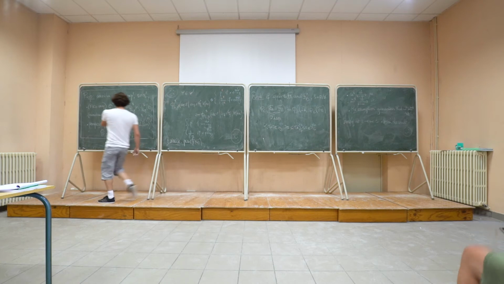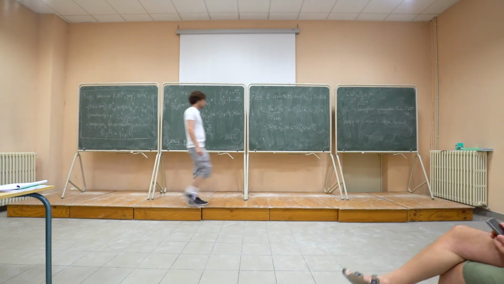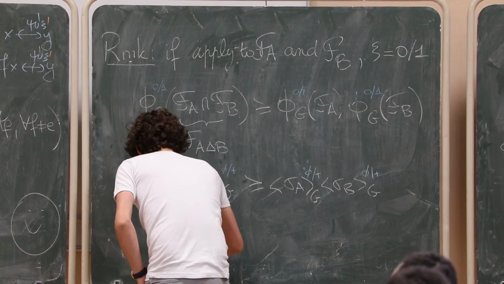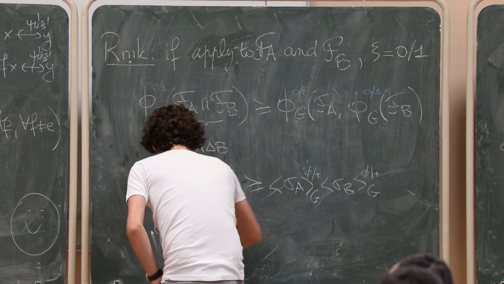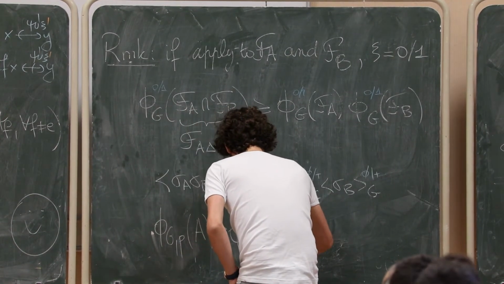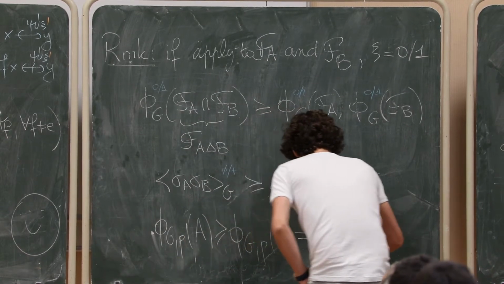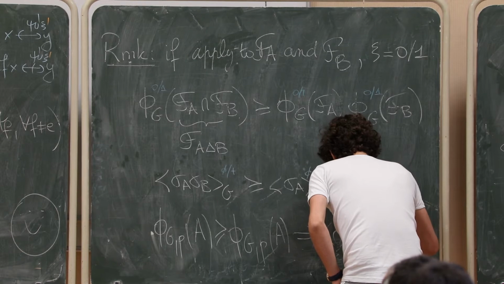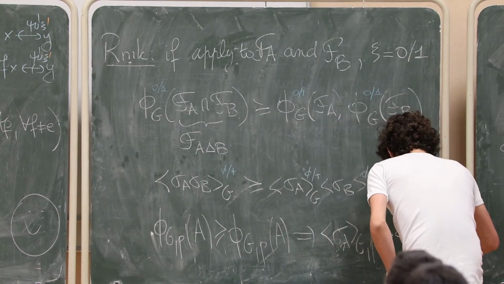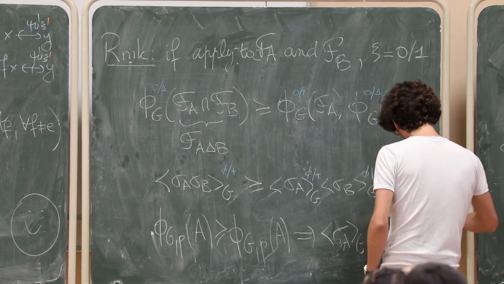This one, what does it translate to? It translates to sigma A, so phi g p of A larger or equal to phi g p prime of A larger or equal to this. It translates into sigma A at g beta prime larger or equal to sigma A at g beta for any beta prime larger or equal to beta.